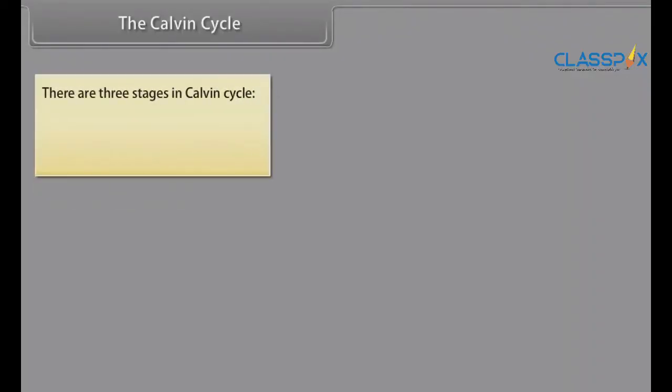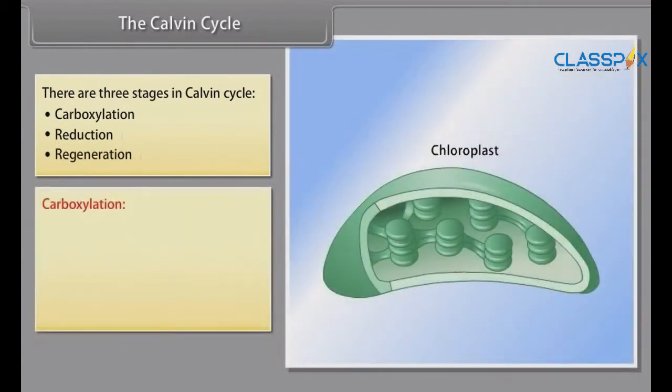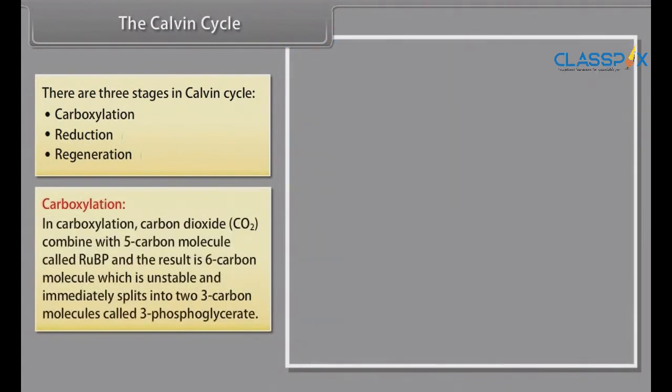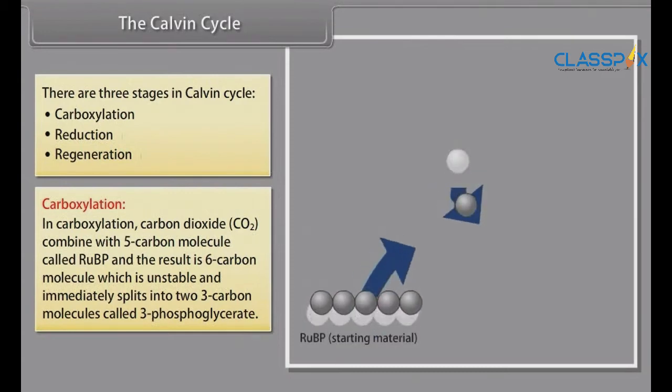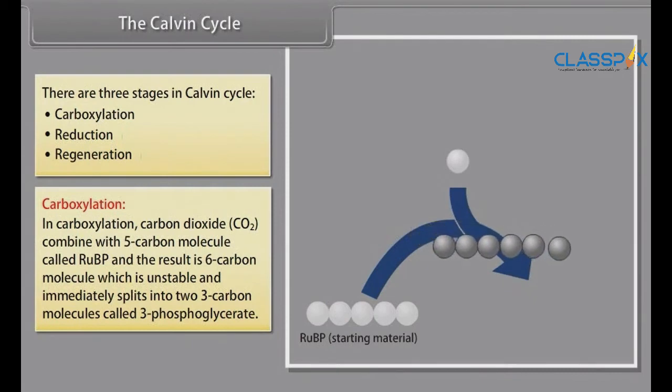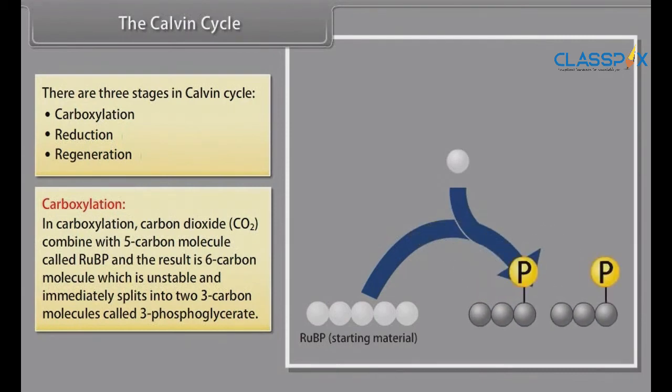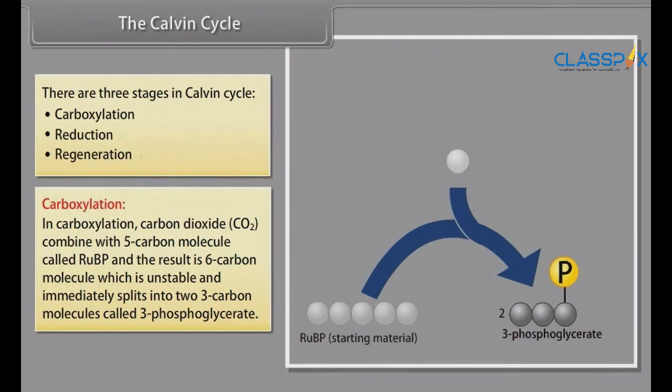The Calvin cycle. There are 3 stages in Calvin cycle. They are carboxylation, reduction, regeneration. Carboxylation. In carboxylation, carbon dioxide, CO2, combines with a 5-carbon molecule called RuBP, and the result is a 6-carbon molecule, which is unstable and immediately splits into 2 3-carbon molecules called 3-phosphoglycerate.